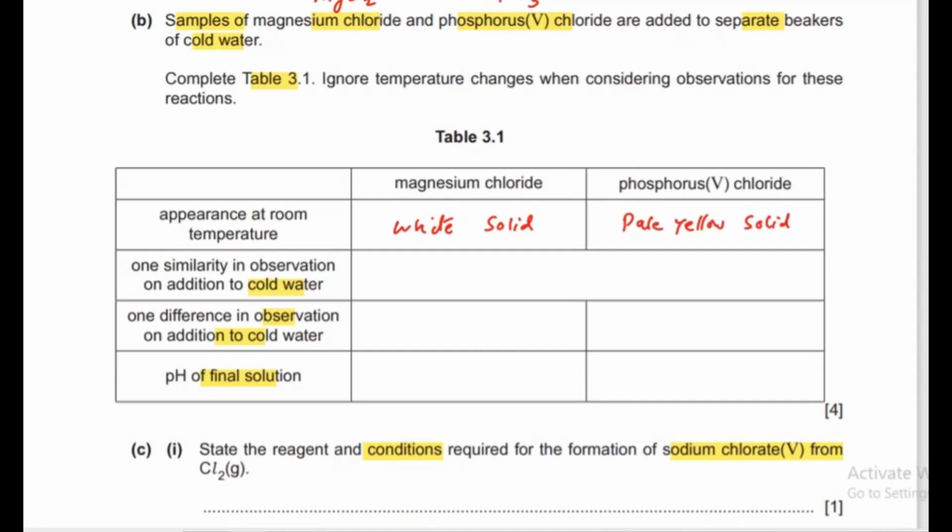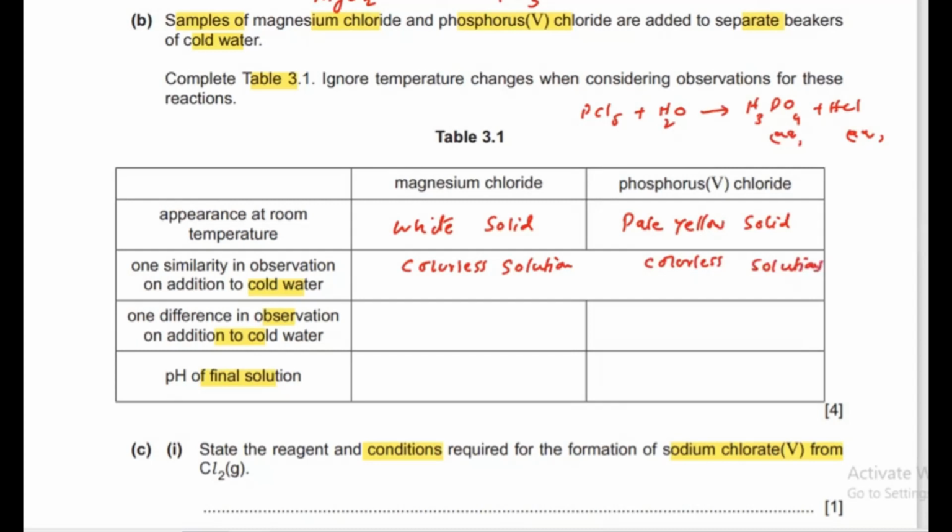One similarity in observations on addition to cold water. If we dissolve MgCl2 in water, we get a colorless solution because there is no reaction. Only magnesium chloride dissolves in water to make a colorless solution. In the case of PCl5, when it is added to water, it reacts with water to form H3PO4 plus HCl. We get aqueous solutions of two acids, and these are also colorless. So we will get colorless solutions in both cases. These are the two similarities.